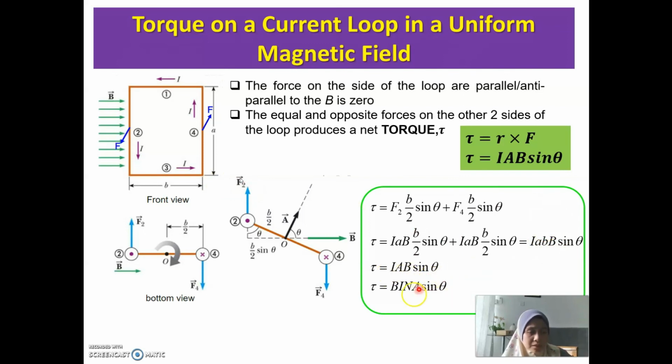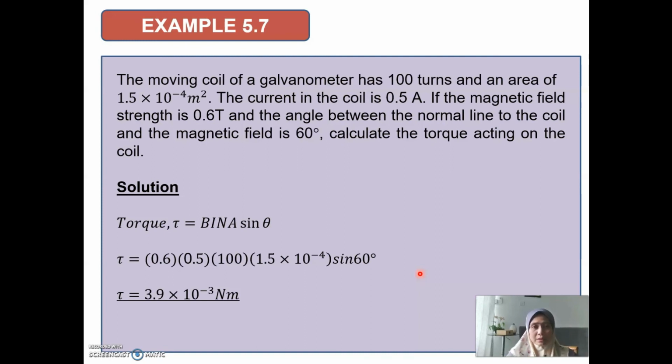Right, IAB sin theta. So macam saya cakap, kalau dia ada number of turns, then the torque will be NIAB sin theta. So the theta will be the angle between magnetic force and also normal of the plane of the loop. Right, so kita tengok contoh.